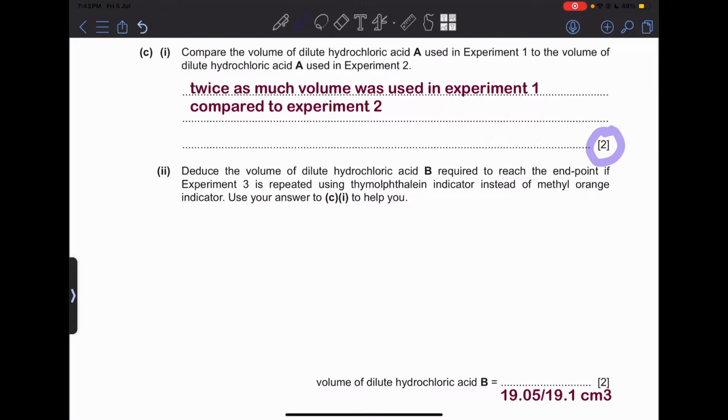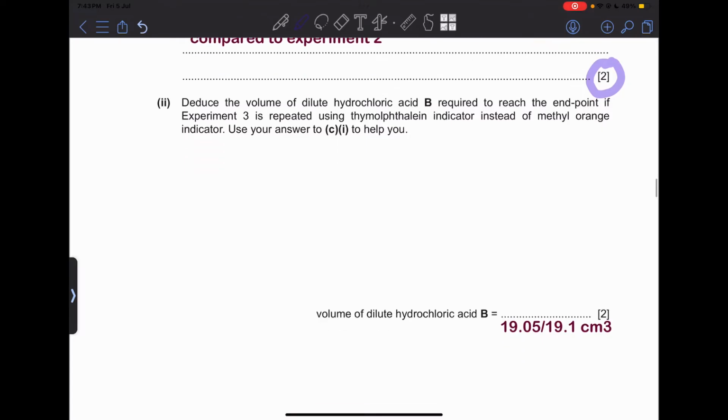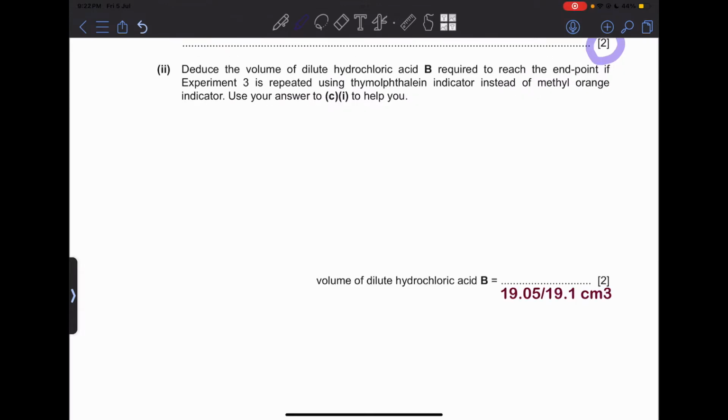C II says, deduce the volume of dilute hydrochloric acid B required to reach the end point if experiment 3 is repeated using thymolphthalein indicator instead of methyl orange indicator. Use your answer in C I to help you. So in this question, you're actually going to compare using thymolphthalein indicator instead of methyl orange.